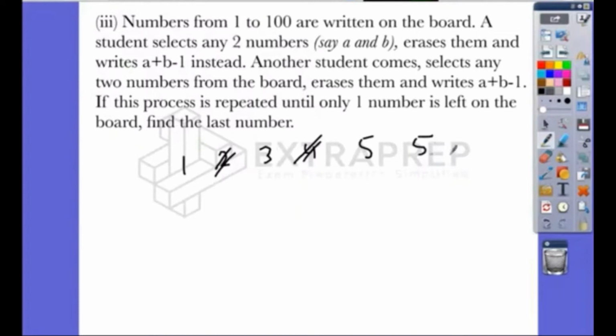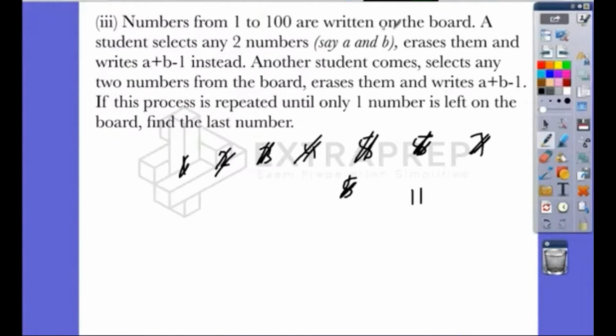Now out of 1, 3, 5 and 5, you'll have to select any two numbers again. So let's select 3 and 5. Erase them and write A plus B minus 1, which is 7. Now out of these three numbers, you select any two numbers, 1 and 5. A plus B minus 1 is 5. Now these two numbers, 5 and 7, A plus B minus 1 is 11. That's how you get the answer. Okay, that is the meaning of the question.